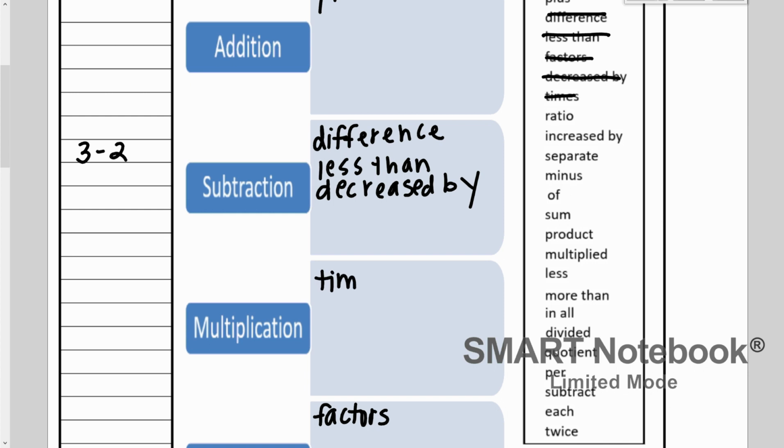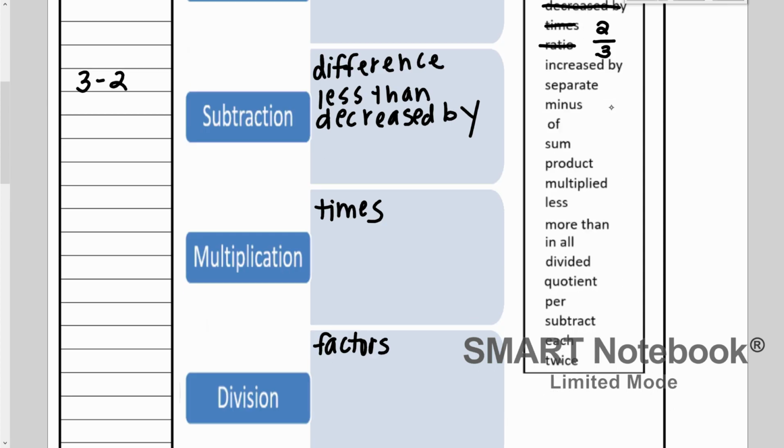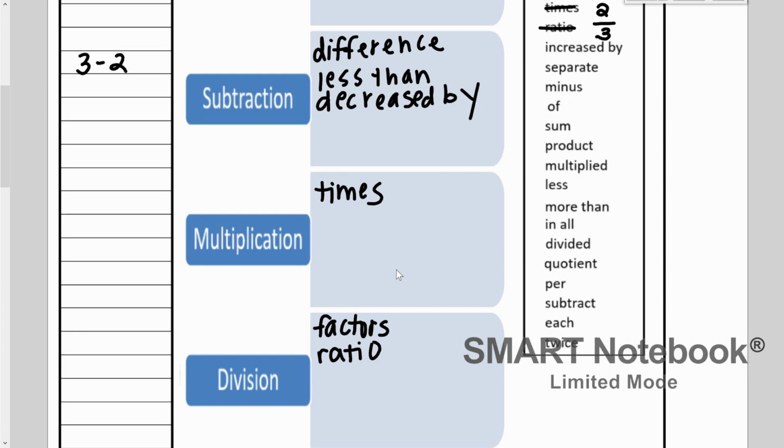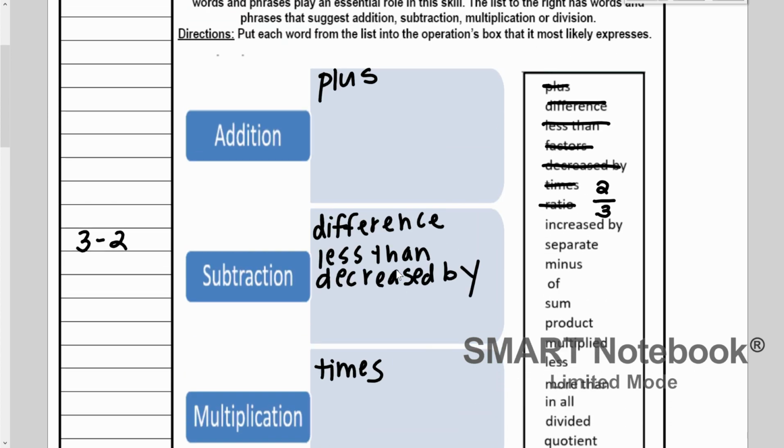Times is multiplication. Ratio. Now ratio, we haven't talked about ratios yet, but we will. Ratios have to deal with fraction bars. So a ratio of 2 apples to 3 oranges would be written as a fraction. And remember, fractions are division. So a ratio would be division. Increased by, if it's 5 increased by 10, we do 5 plus 10. So that's going to be addition.